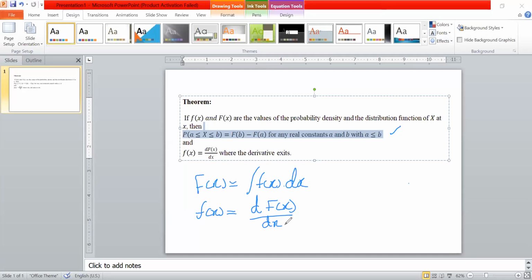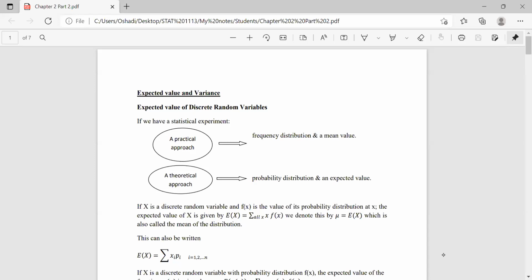Include this slide at the end of the first part of the random variables, right? Okay. Okay.